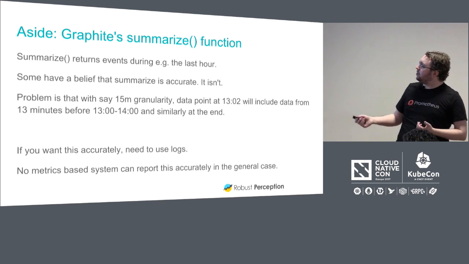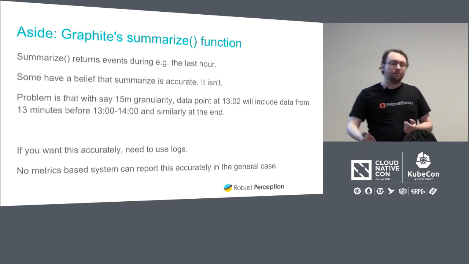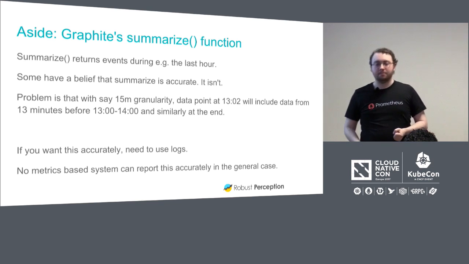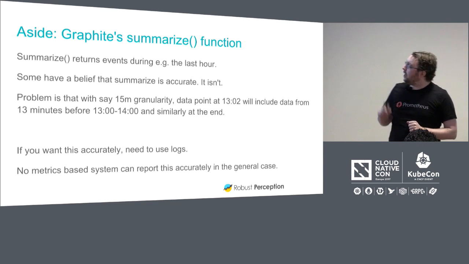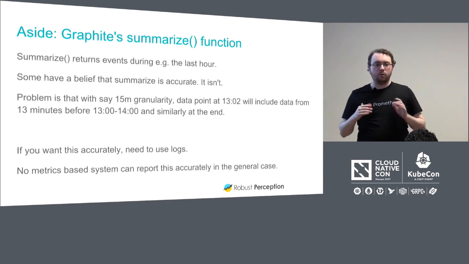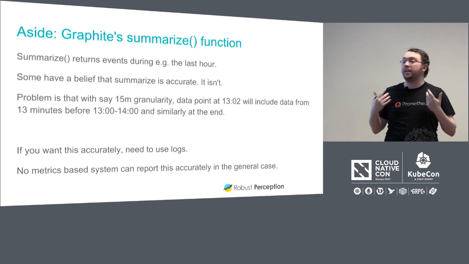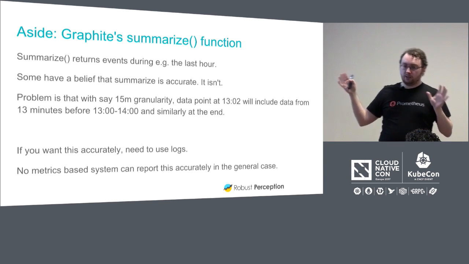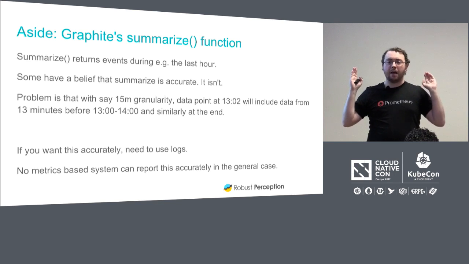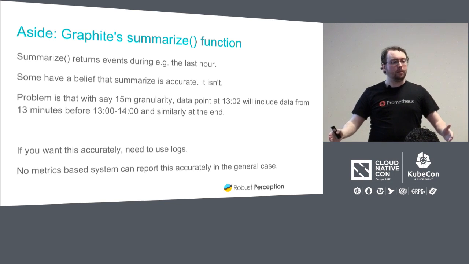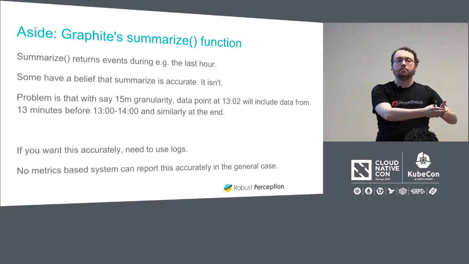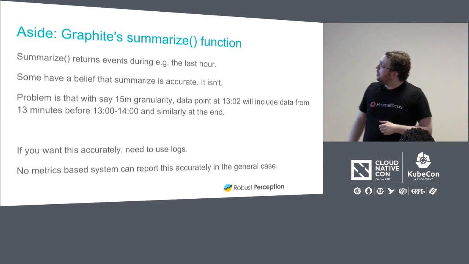And this also brings me to something else, a confusion that sometimes comes up from reuse. It's like, why don't you work like Graphite's summarize function? It gives me the right answer. Turns out, it doesn't. It gives you an answer which would appear to be correct via a naive analysis. So what it does is, let's say summarize in its simplest form, say, how many requests did I have inside the last hour? And it'll go and look at data points in that last hour and add them up because they've already been converted to gauges.